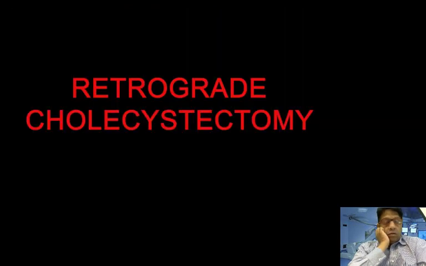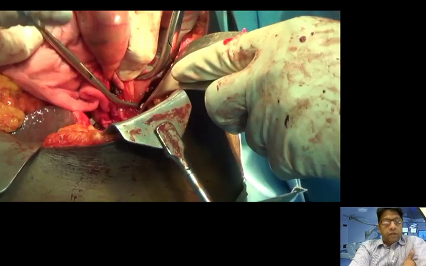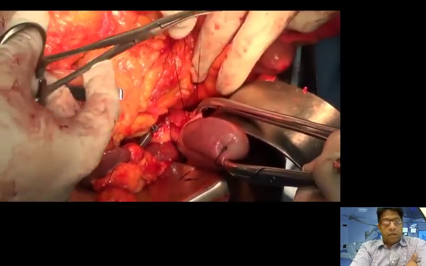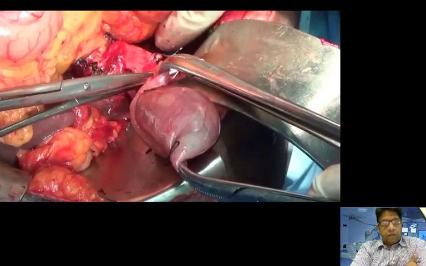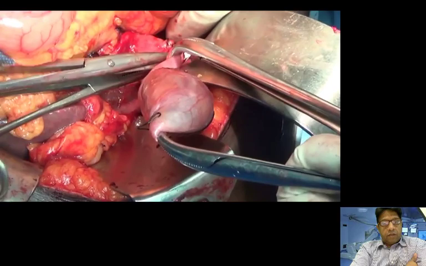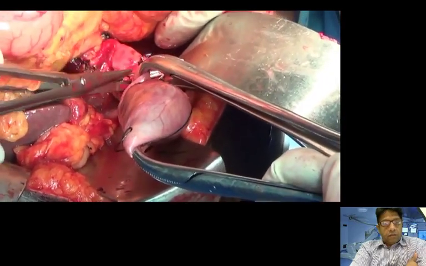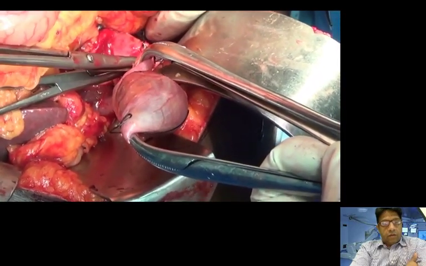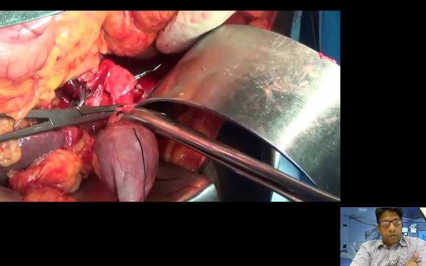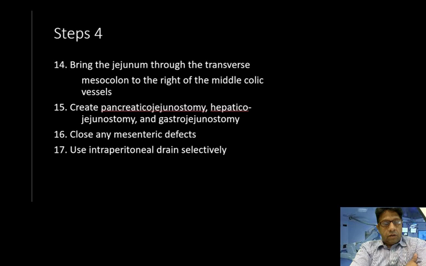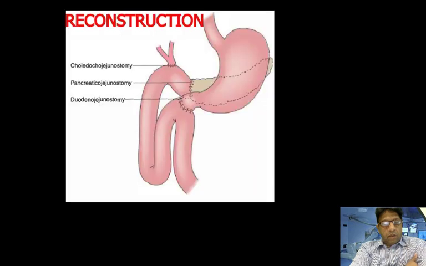Okay, now this particular surgeon decided to leave the cholecystectomy towards the end. They do a retrograde cholecystectomy, which means from the fundus down. They've already separated out from the fundus. And that's the cystic duct being transected. And we are now going to do all the anastomoses.